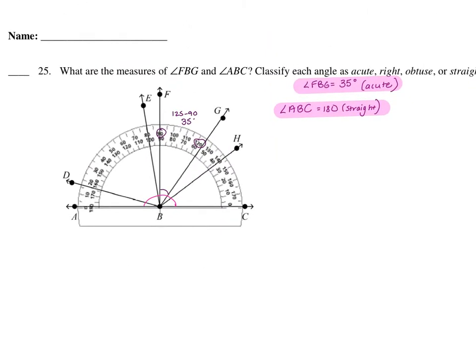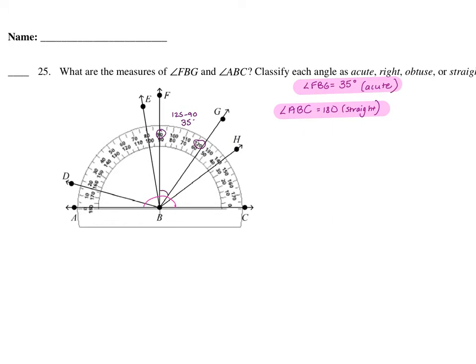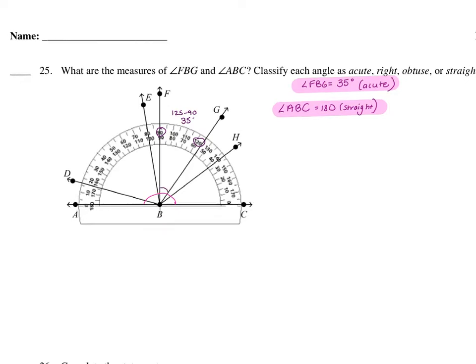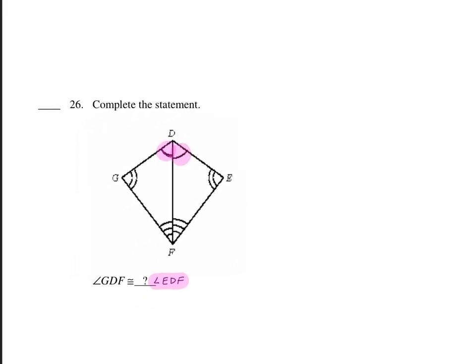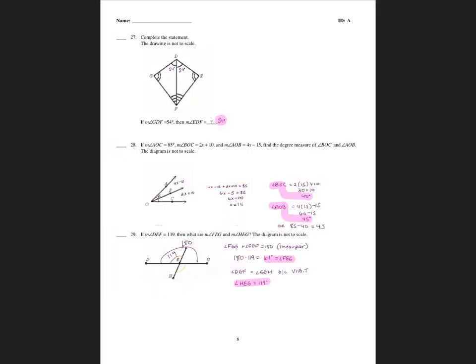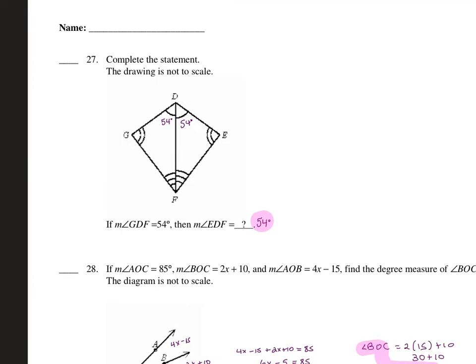25 is using this little protractor image. So angle FBG is 35, which is acute, and angle ABC is 180, which is straight. 26, angle GDF would be congruent to EDF. 27, angle GDF is 54, then EDF would be 54.